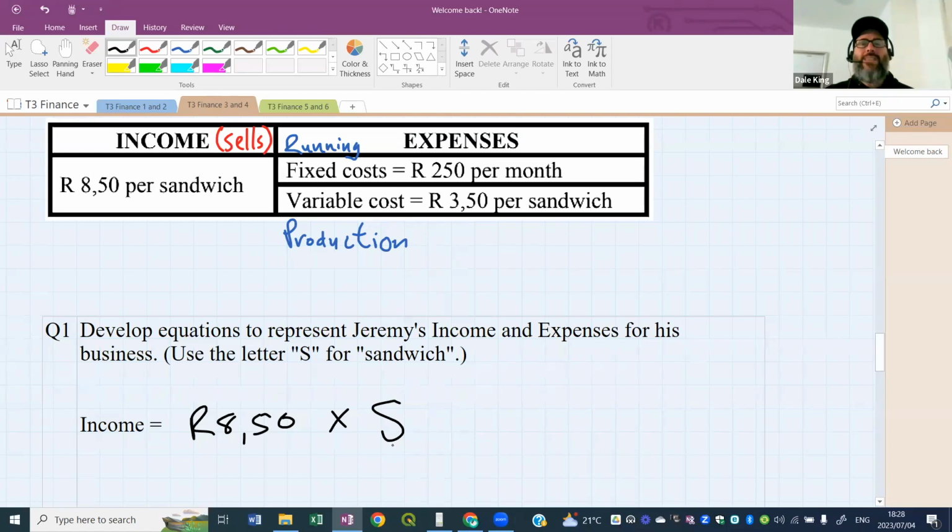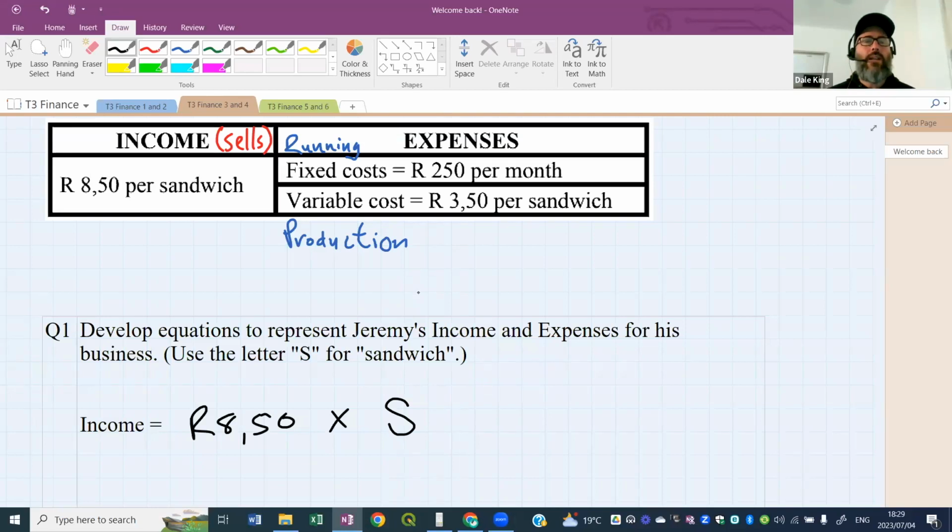Thank you very much. So S here looks like a 5, and I can see guys in chat are also putting stuff in there. S is how many sandwiches you sell. So if you sell a certain number of sandwiches in a day, and each one costs R8.50, you're going to make money selling those sandwiches that's coming into your business. So the income is determined by how many sandwiches you sell. That's all. The only way you get money into this business is by selling sandwiches.